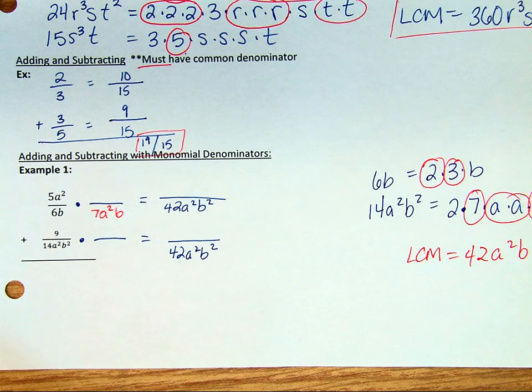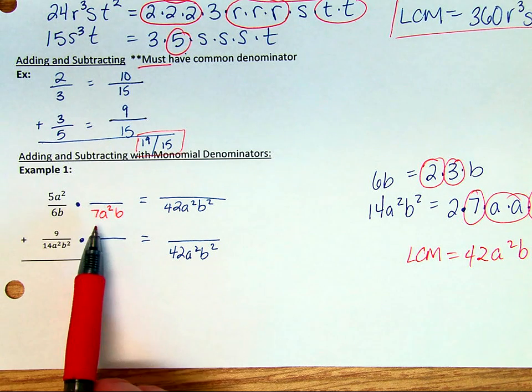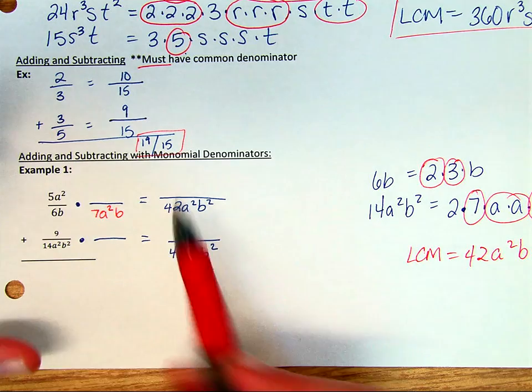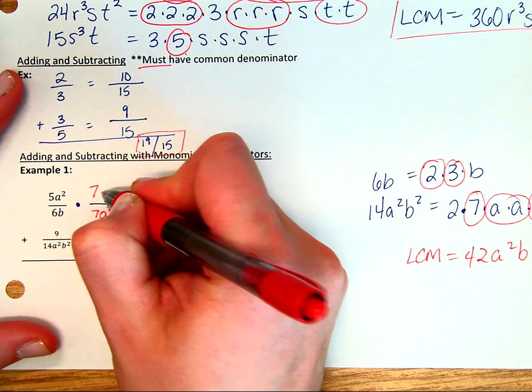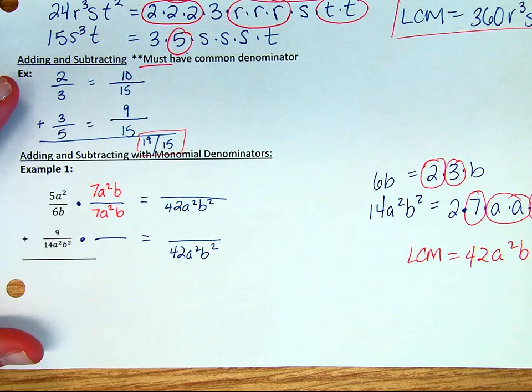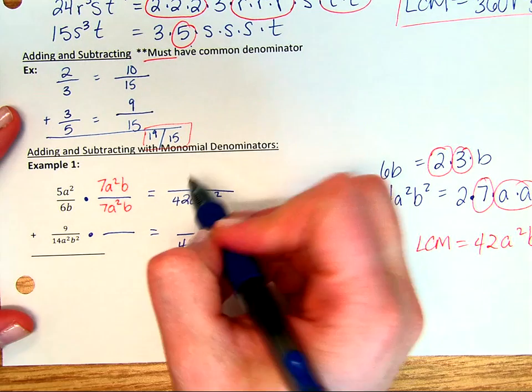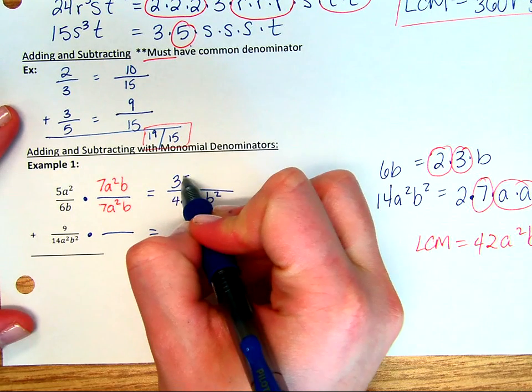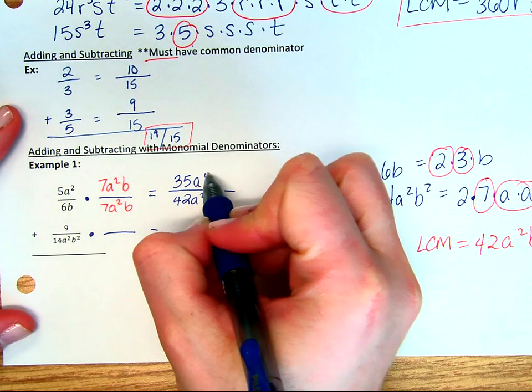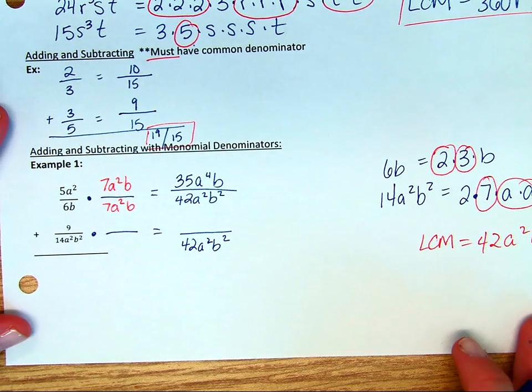Now, whatever I do to the bottom, I must do to the top also. It's like I'm multiplying by a value of 1 if I multiply by something with the same numerator and denominator. So I'm going to multiply by 7a squared b over 7a squared b. Multiply the top out, and 5 times 7 is 35. You get a to the 4th b when I multiply straight across.